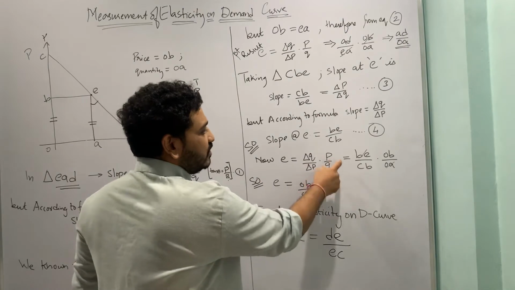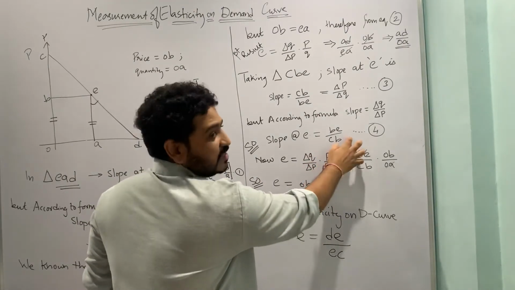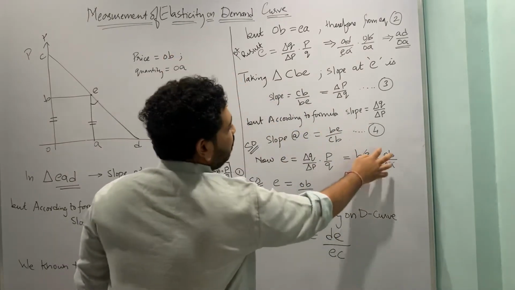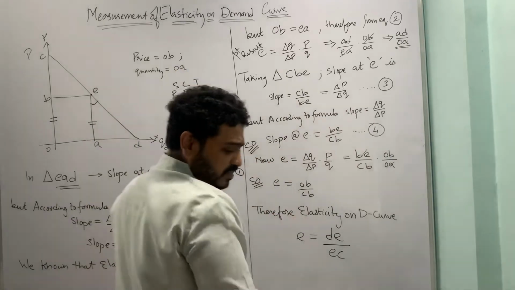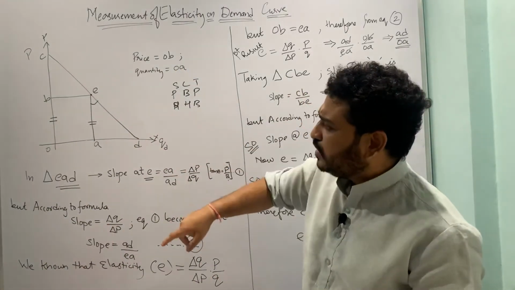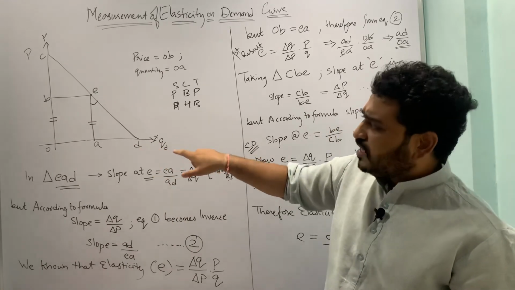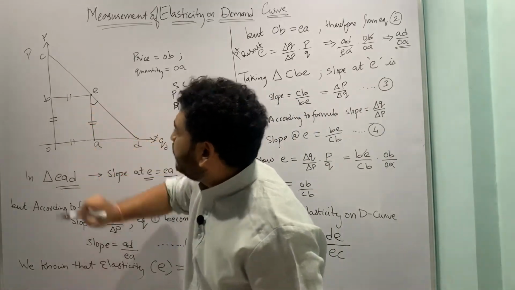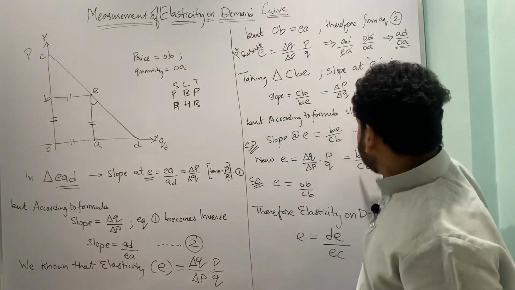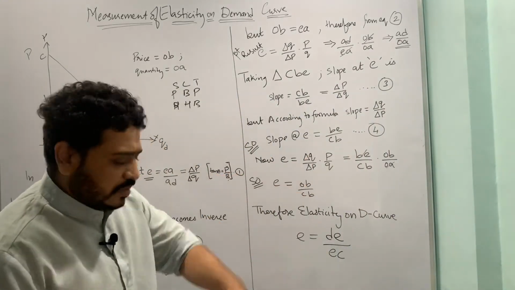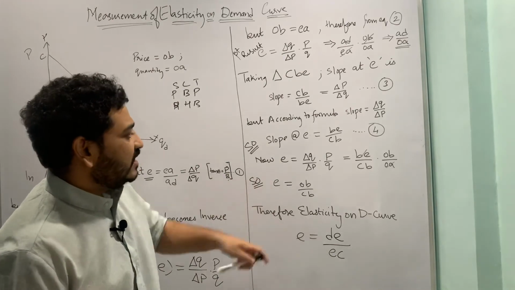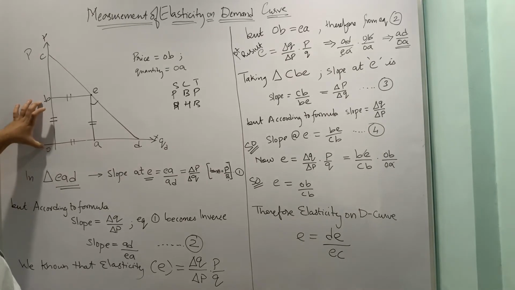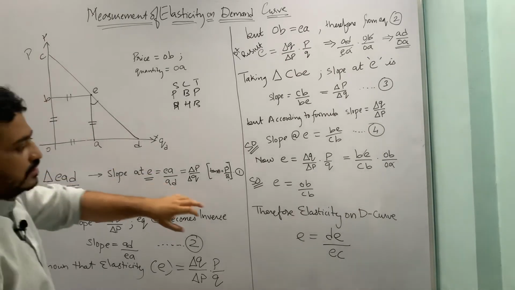When we substitute these, delta Q divided by delta P is equation 4, so BE divided by CB, into the price OB divided by the quantity OA. But if you look at the figure carefully, you will see that the distance OA is equal to the distance BE. These distances are equal. Hence cancelling that out, we get elasticity E equal to OB divided by CB, or BC.